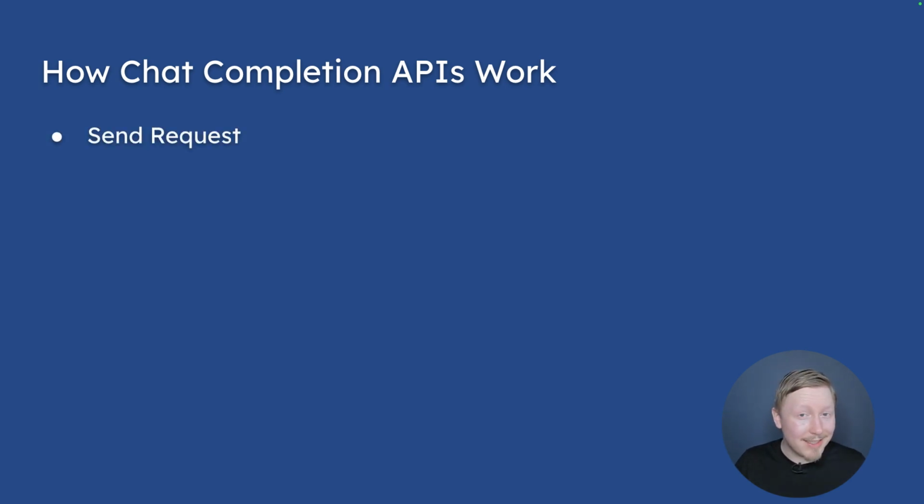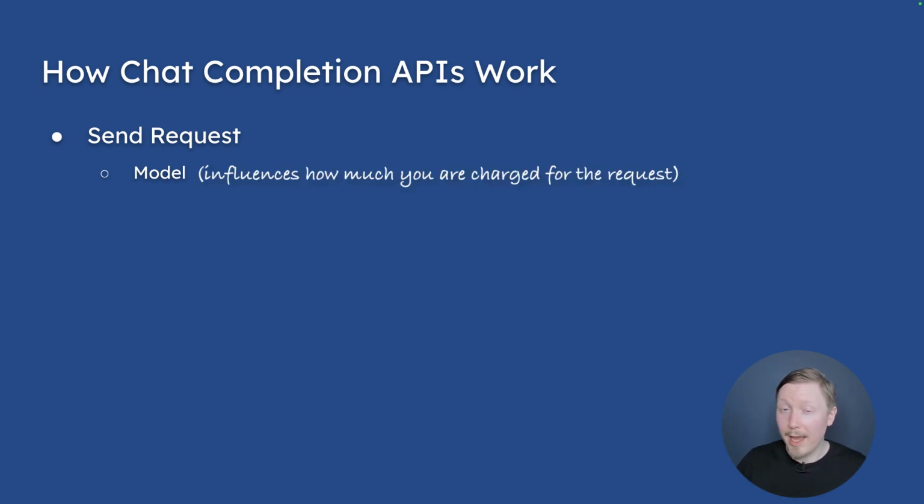Basically, it works by sending a request, and in that request, you include the model that you want to use, and the model influences how much you're charged for the request. I'll be showing you some of the different models and the pricing a bit later. You also include any messages. That's the minimum information that you need to include. There are other things that you can include if you want to customize the request, however, these are the bare minimum requirements for a request.